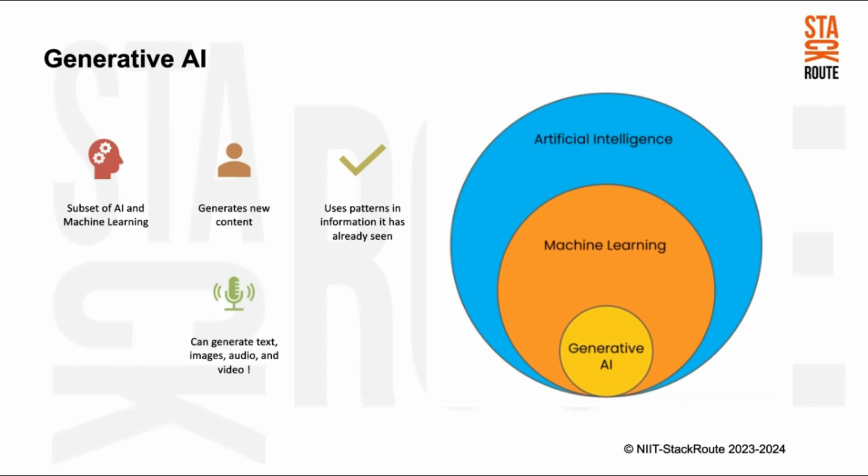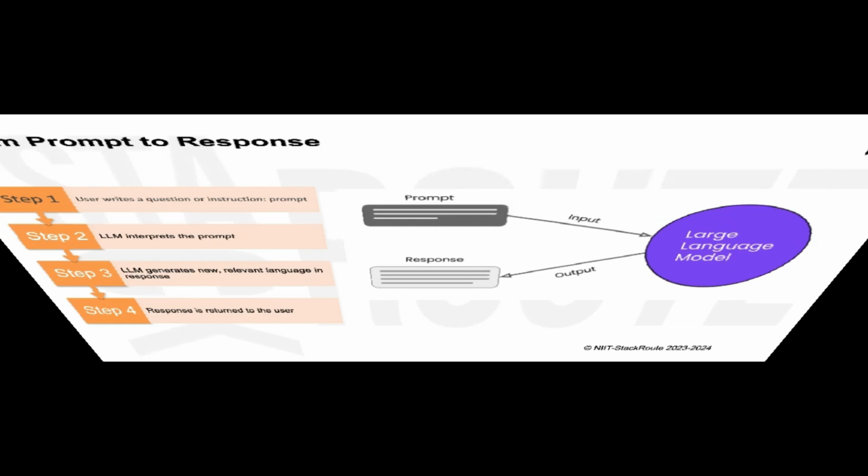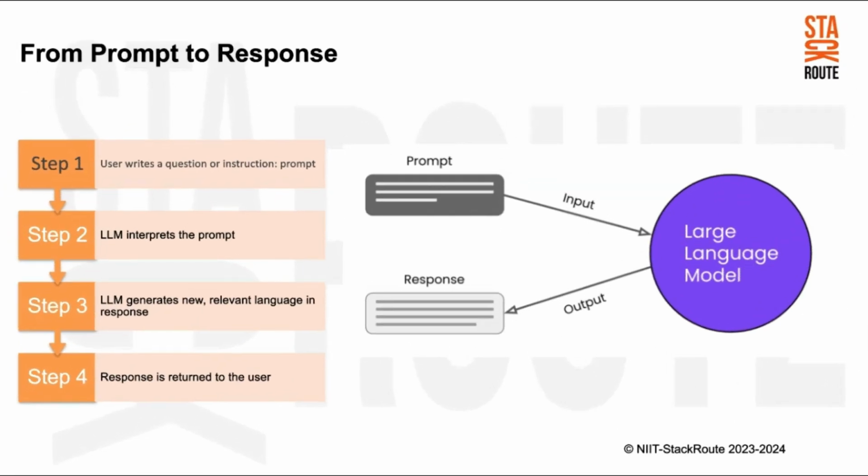So with this understanding, let us now see how a response is returned to a user based on their query. So this is how ChatGPT works. The user writes a question or an instruction, which is more generally called a prompt, which is step 1. This prompt is passed as an input to a large language model or LLM.